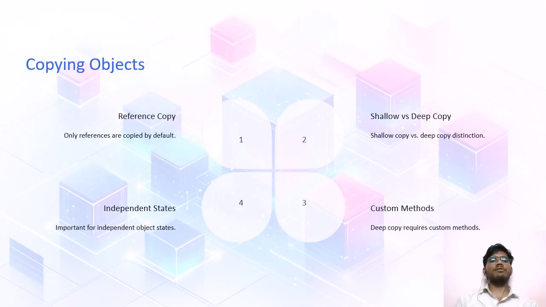The shallow copy copies the object and its primitive fields, but the object references within it are shared. Deep copy creates a completely independent copy, including copies of all objects within the original object. So independent states are important for independent object states, and deep copy requires custom methods.